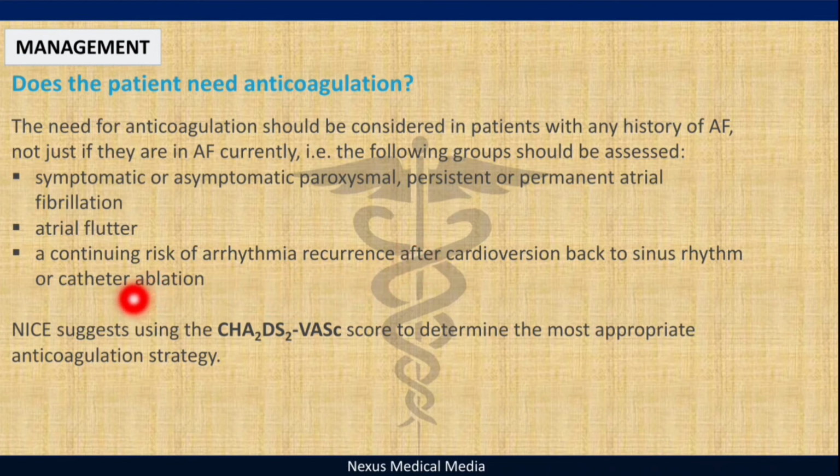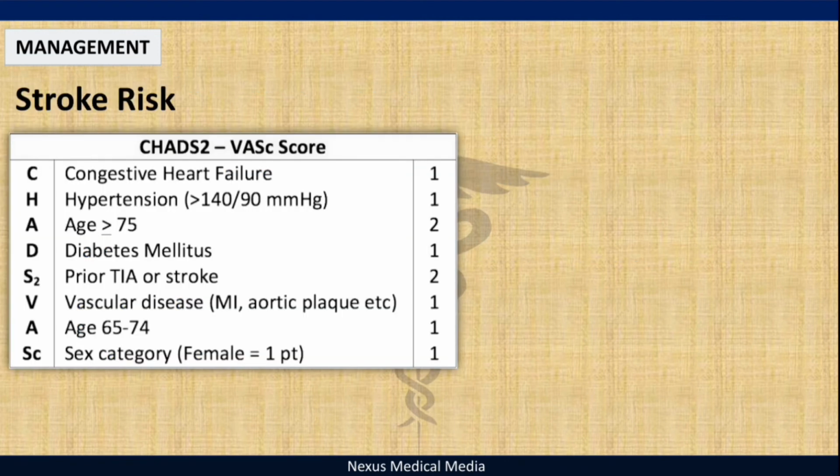The NICE guidelines suggest using a CHA2DS2-VASc score to determine the most appropriate anticoagulation strategy. Right, so let's look at this score. I'll just read through the points. Firstly, C is for congestive heart failure.